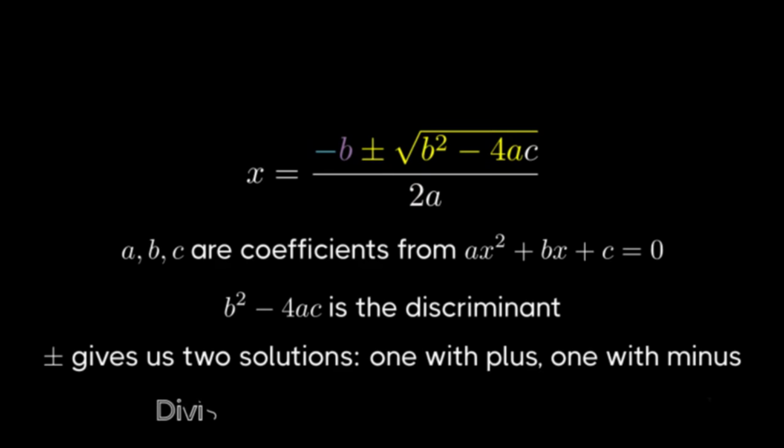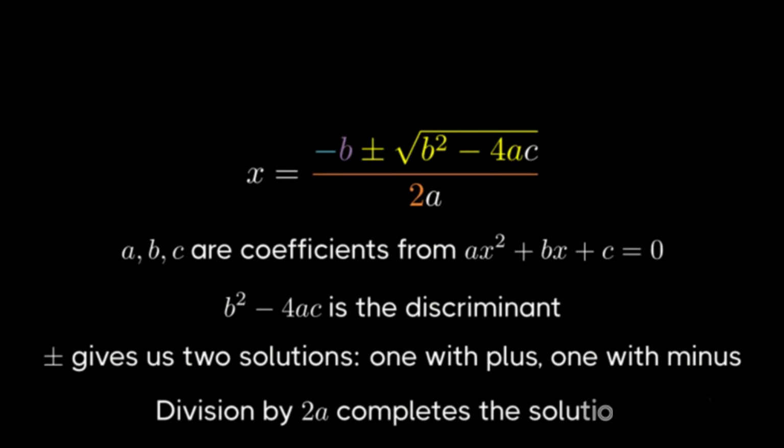The denominator 2a balances the entire expression. The reason we divide by 2a comes from the algebraic manipulations of completing the square to derive this formula. Notice that if a is larger, the solutions get closer together on the x-axis because we're dividing by a larger number. To apply the quadratic formula, we first need to rearrange our quadratic equation to the standard form, ax squared plus bx plus c equals 0. This ensures we can properly identify the coefficients a, b, and c to substitute into our formula.